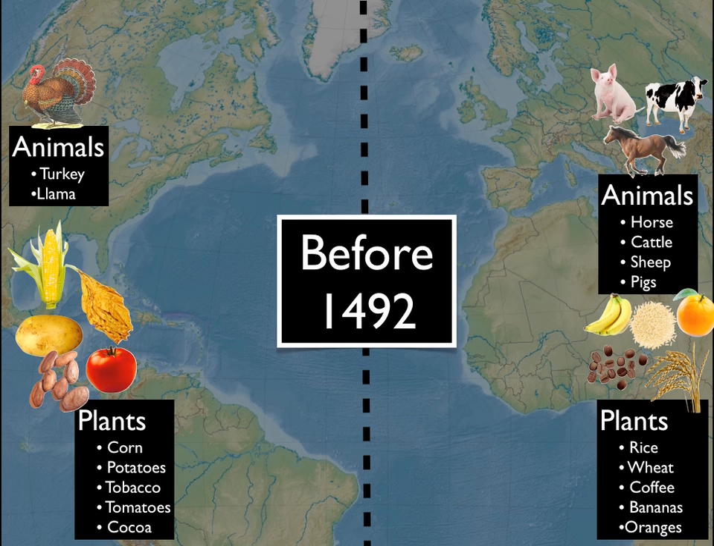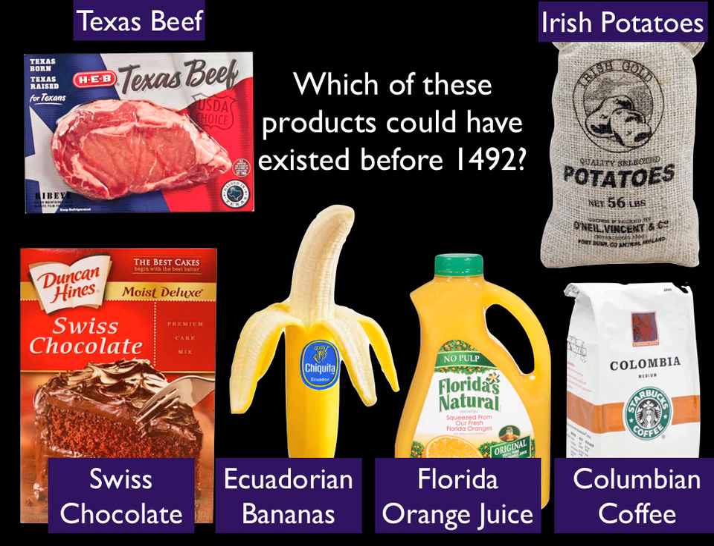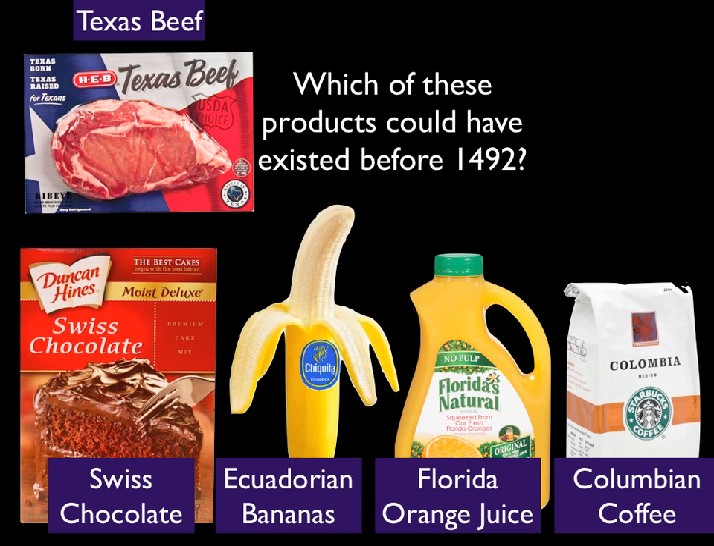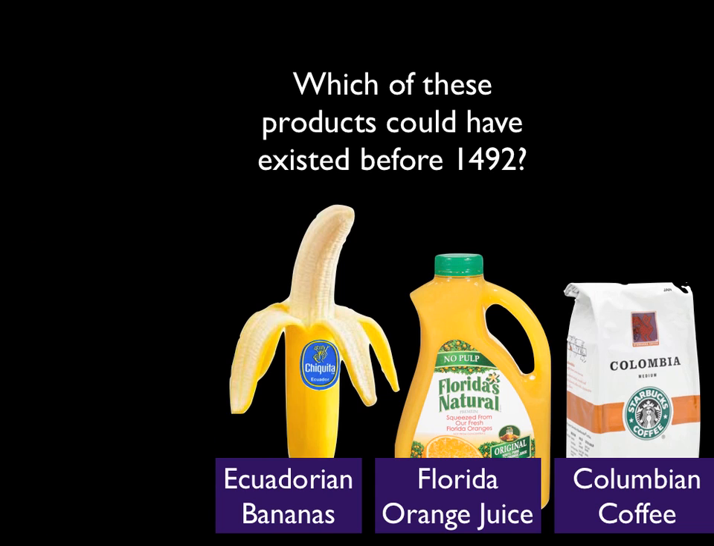Now take a good look, because I'm going to give you a quick test. And what I want you to do is to pretend that you are at a grocery store sometime before 1492. Which of these products could you have bought? Sorry, there were no potatoes in Ireland. There was no beef in Texas. There was no chocolate in Switzerland.